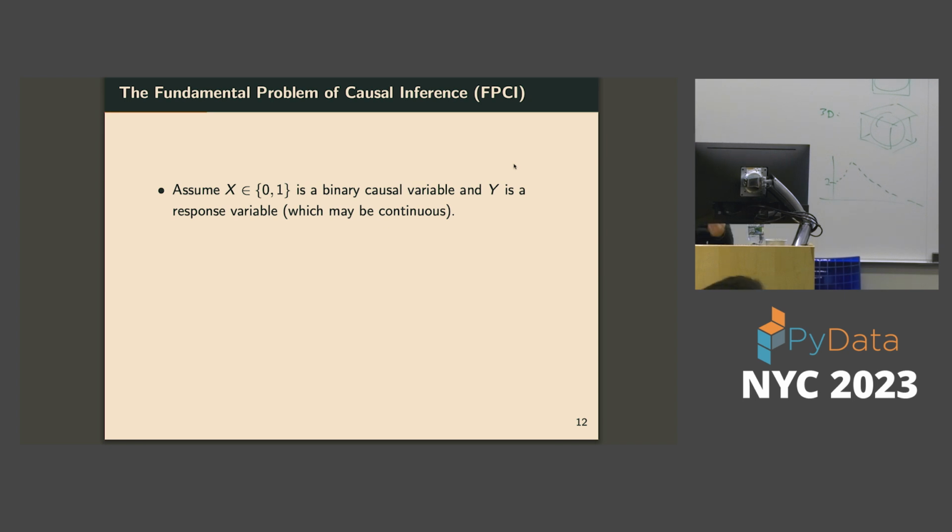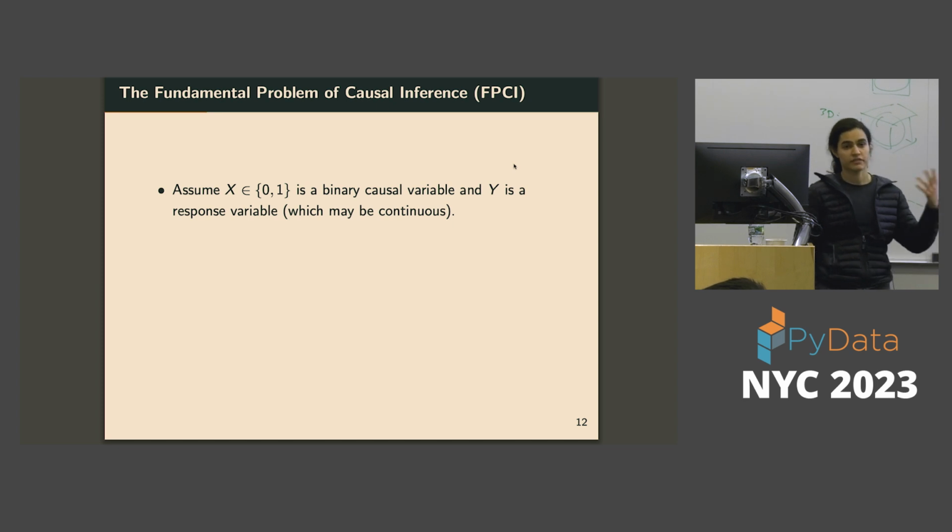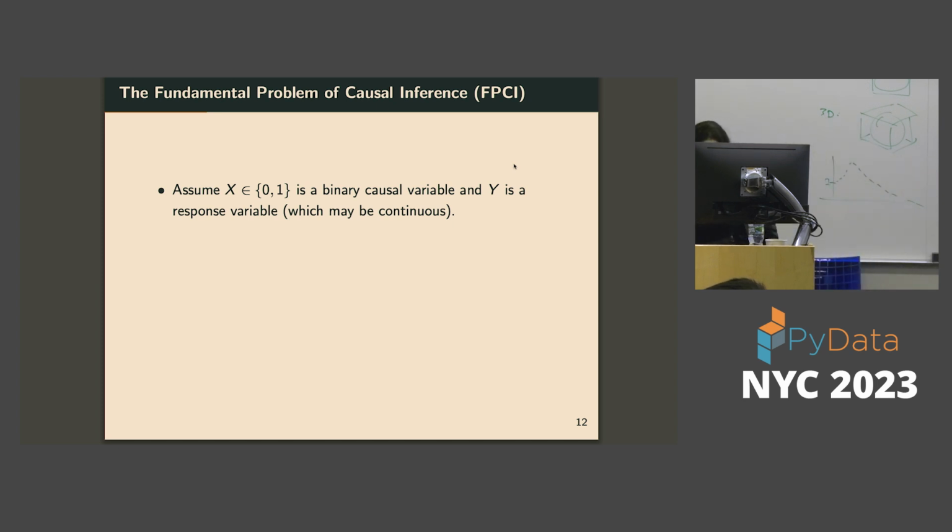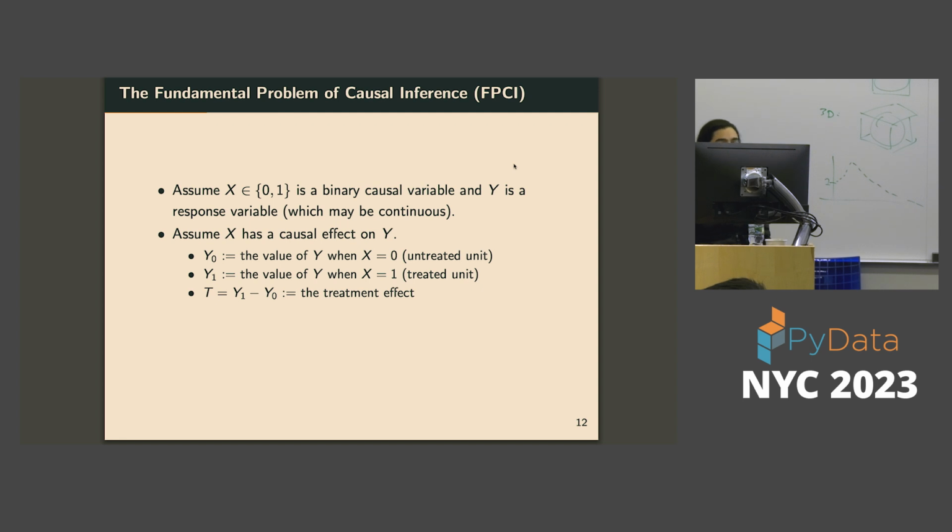And take y to be the response variable. So the response variable in this situation is going to be the consumption of these households. And in the case of the example that I gave, is the level of pain that I'm feeling. And so we're assuming that x has a causal effect on y. Take y0 to be the value of y when x is equal to 0, and y1 to be the value of y when x is equal to 1. So here, the treatment effect is simply going to be y1 minus y0.